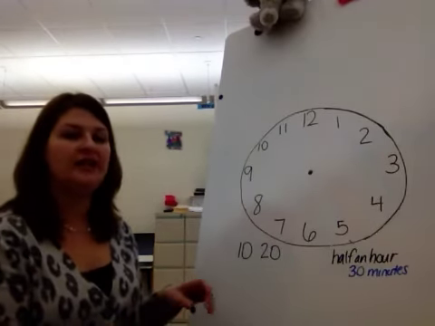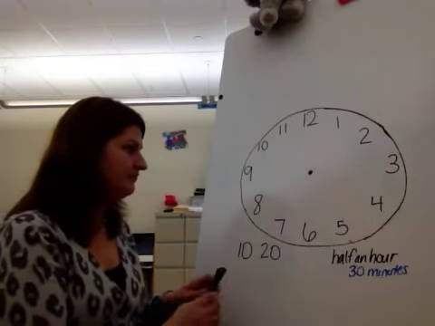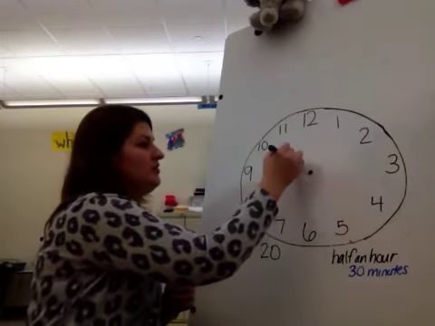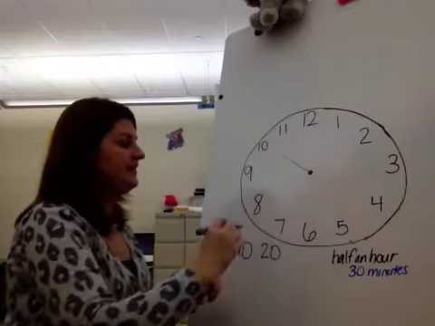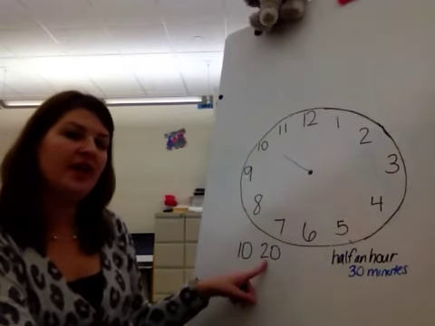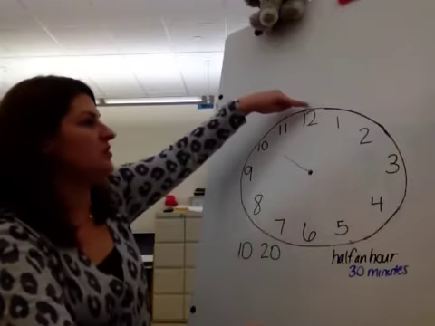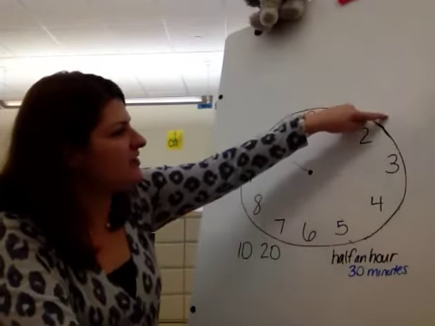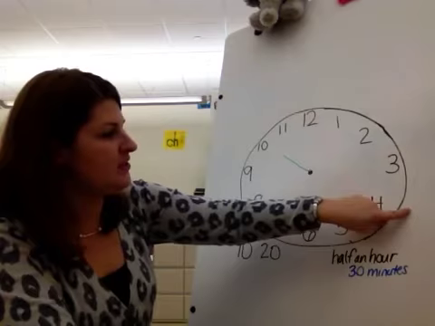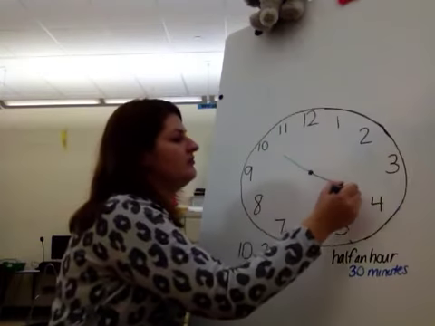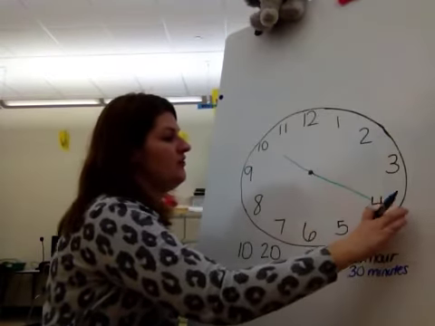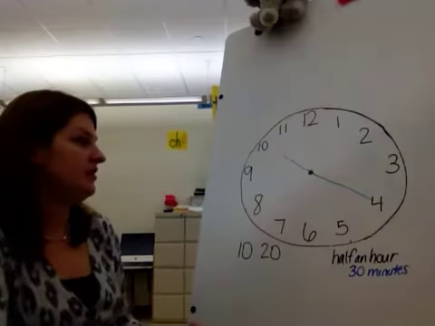So our short hand is going to tell us the 10. So short hand pointing to the 10. Our minute hand, which is the long hand, has to go to the 20. So we're going to start at the 12 and count to 20. 5, 10, 15, 20. So this is what 10:20 looks like.